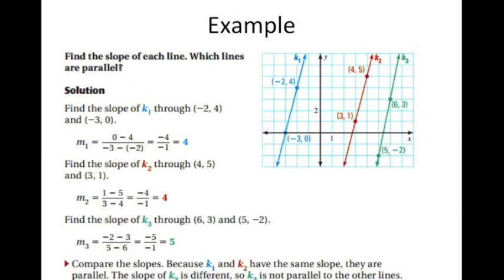How about the slope of K3? Alright, so the slope of K3 is 5. So obviously 4 doesn't equal 5, so we say that K3 is not parallel to either K1 or K2. Okay? Again, if they're parallel, they have the same slope. If they have the same slope, they're parallel.